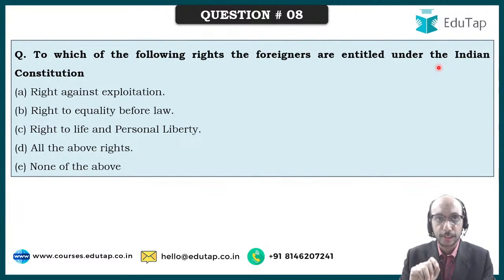You should be knowing that, right? So right against exploitation, is it something which is available to foreigners? Right to equality before law, right to life and personal liberty, all of the above rights or none of the above rights? You have to tell me that foreigners are entitled to which of the following rights under the Indian Constitution. Chaya Chaudhary is saying that the 8th question ka answer should be D, right?